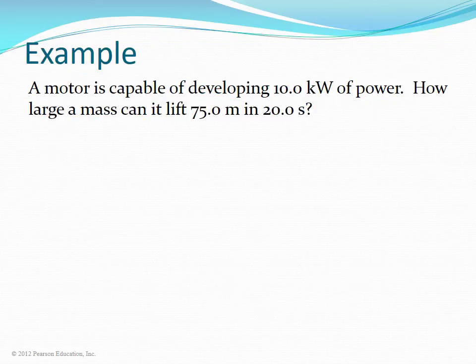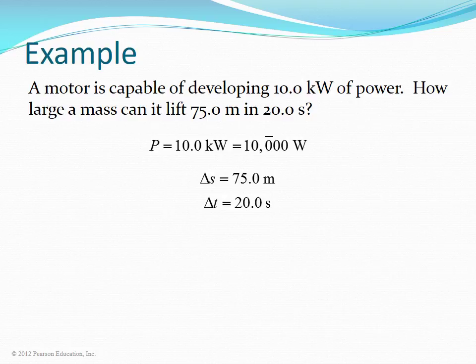A motor is capable of developing 10 kilowatts of power. How large a mass can it lift 75 meters in 20 seconds? The power is given in kilowatts. So first convert to watts by multiplying by 1,000 to get 10,000 watts.